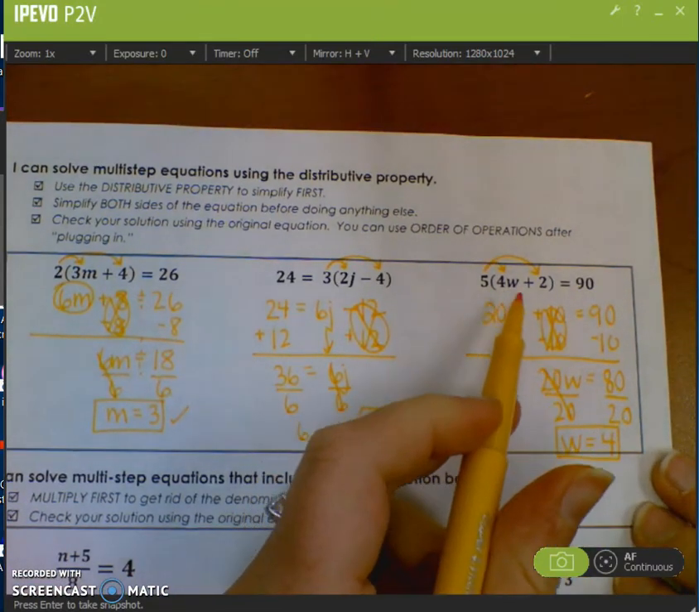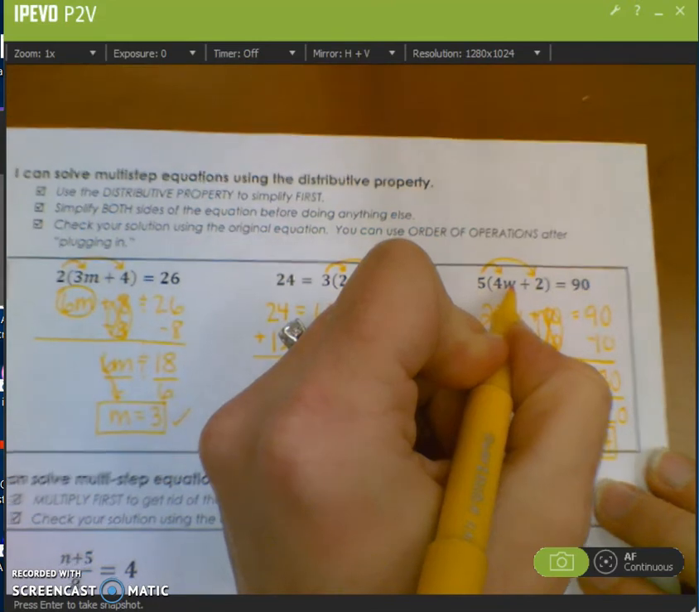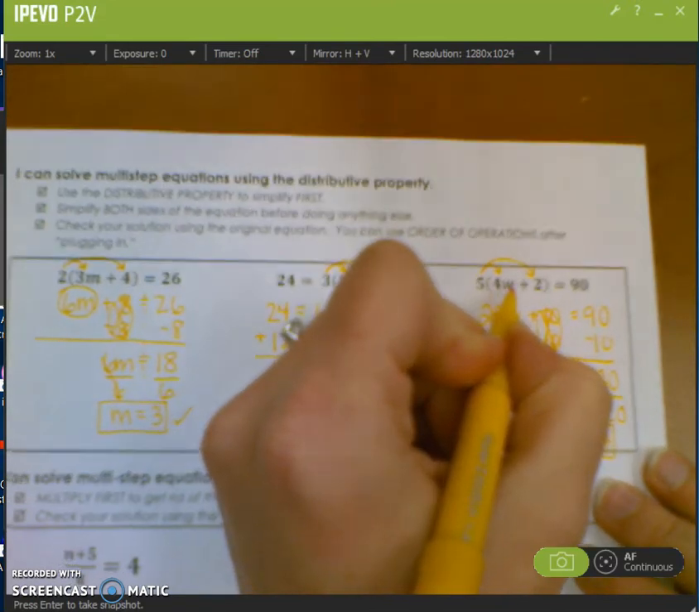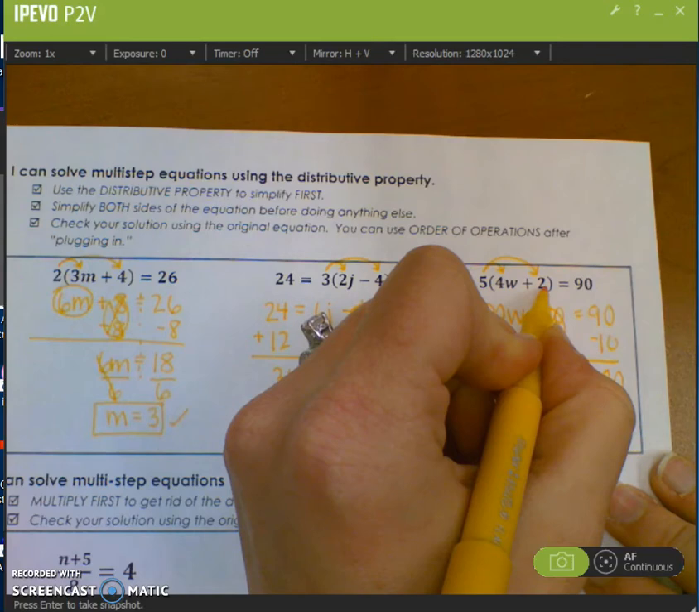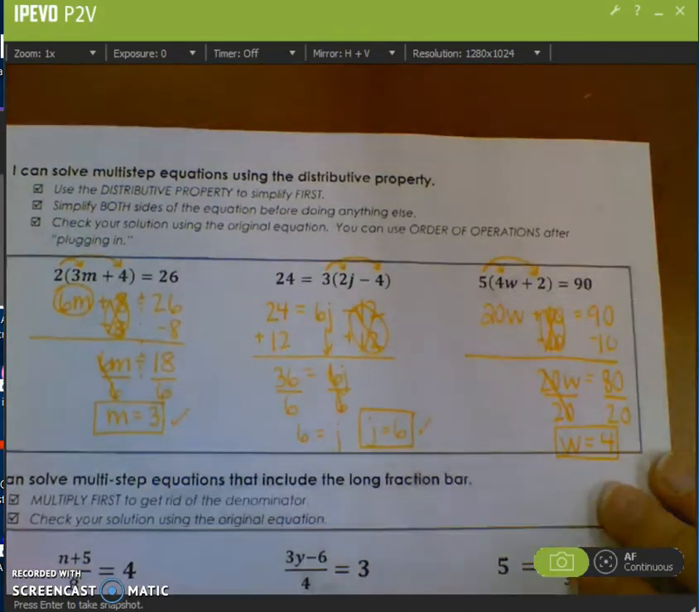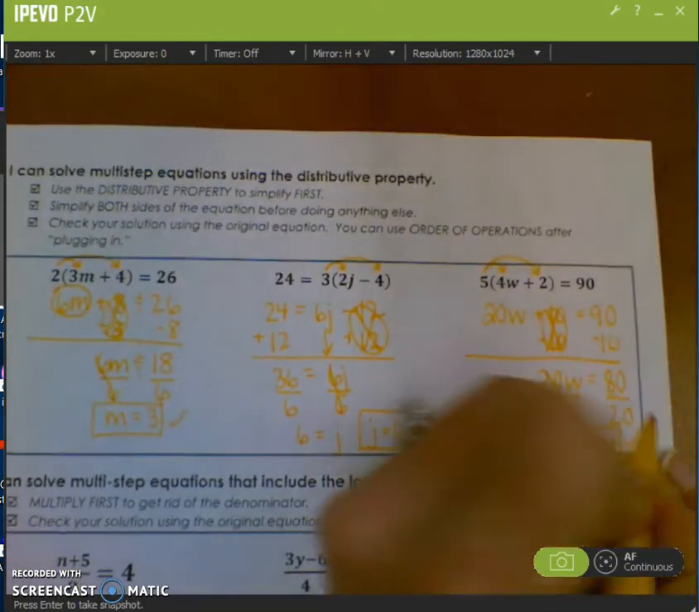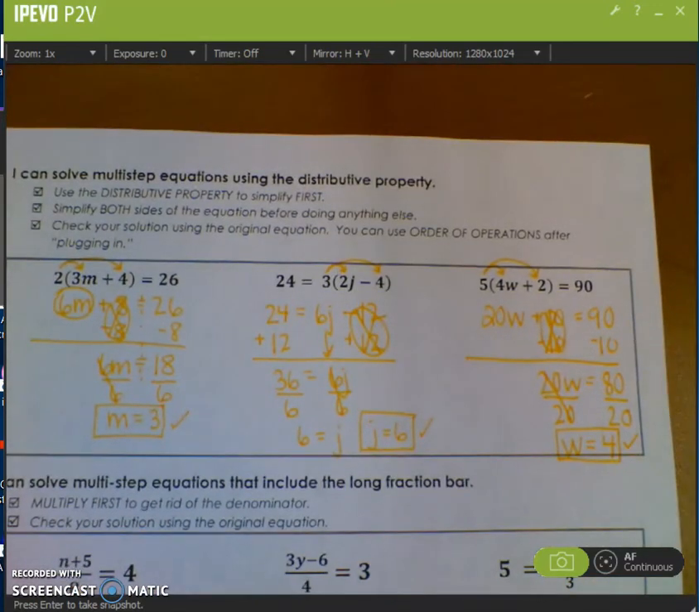Now I'm going to plug it in and check. Hopefully you did this mental check for yourself. 4 times 4 is 16. 16 plus 2 is 18. 18 times 5 is 90. So my answer checks and makes sense that w equals 4.